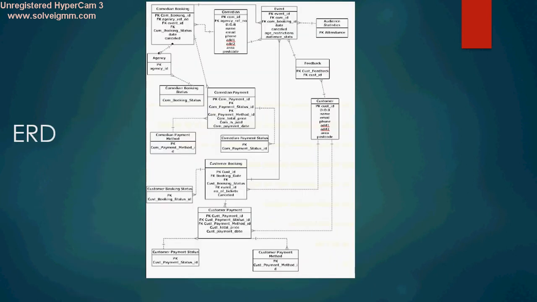Moving on to the ERD, here you can see we have our composition of entities, attributes, associations, primary keys and foreign keys, which I've identified with PK and FK. What I'll do is zoom in quickly for you to get a closer look.